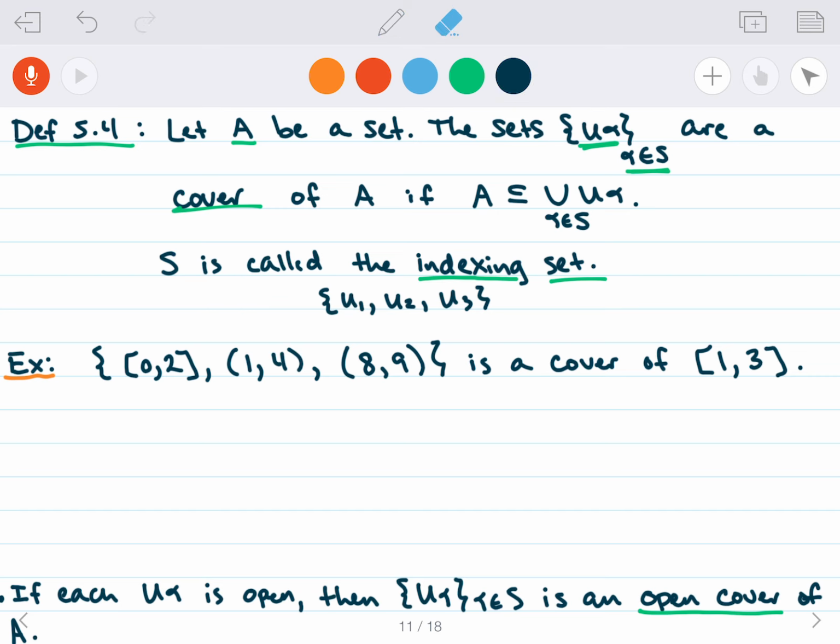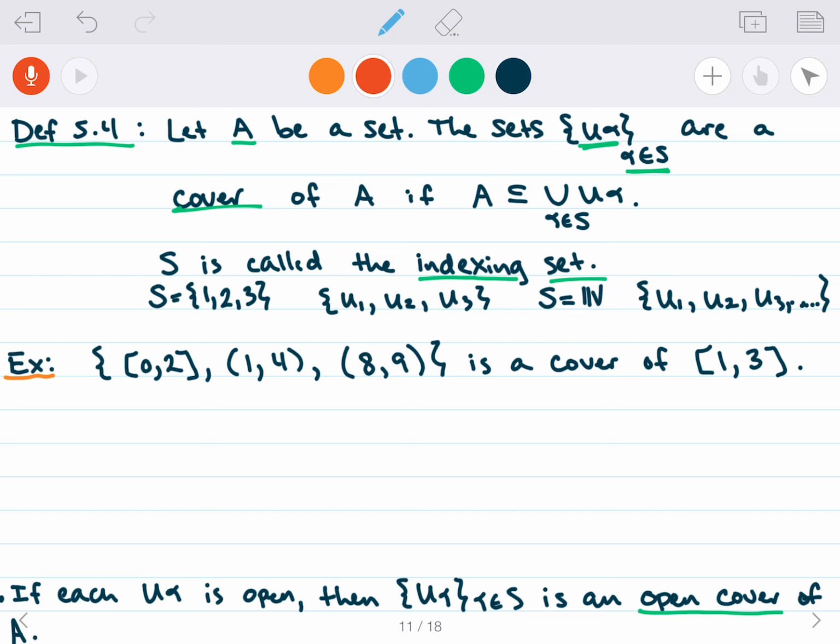Maybe I should have written it like this. I should have written it like S equals 1, 2, 3. That's better. So each of these alphas is in the set. And so if your set was equal to the natural numbers, then your U sub alphas would just be U1, U2, U3, etc. It'd go on forever. So yeah, I know it's kind of weird notation, but that's what it means.